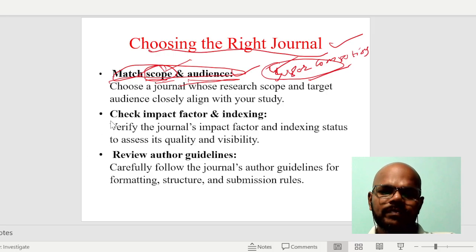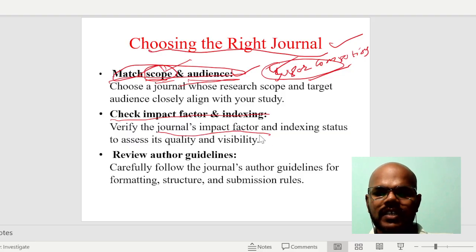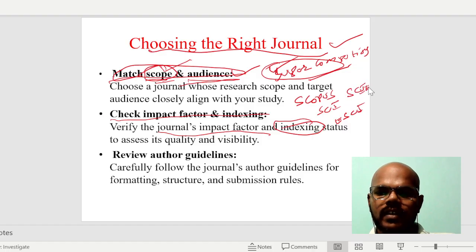Next, check the impact factor and indexing. Impact factor is one of the journal metrics. It indicates the quality of the journal. So what is indexing? Indexing means things like Scopus. Scopus is one indexing, SCI is one index, ESCI is one indexing. So these are the types of indexing.